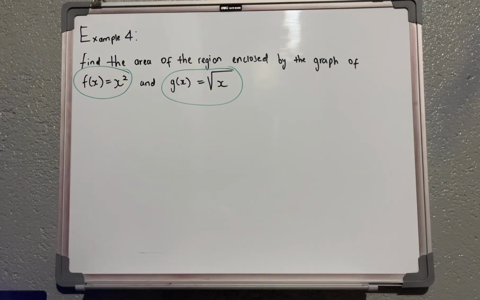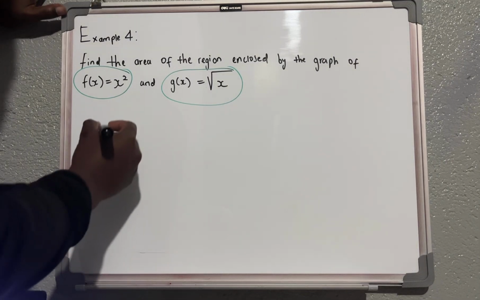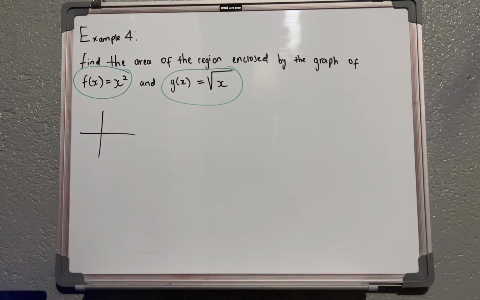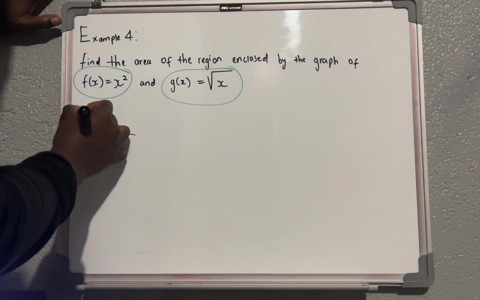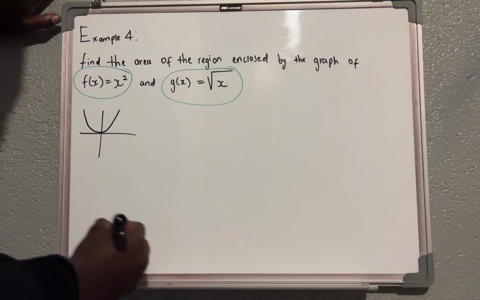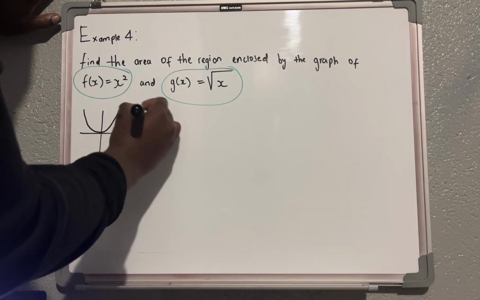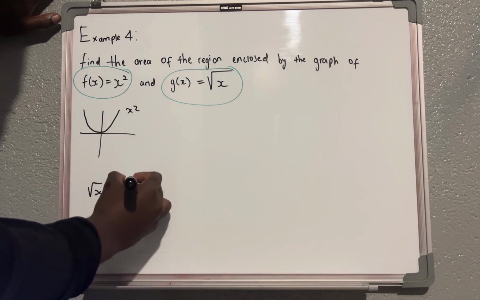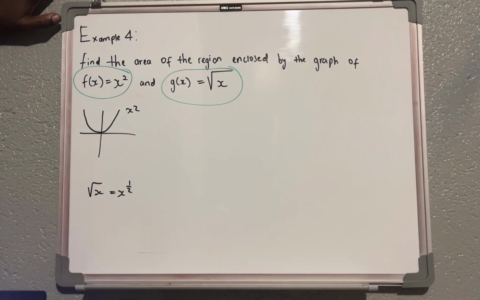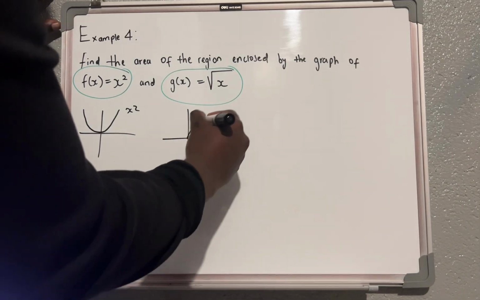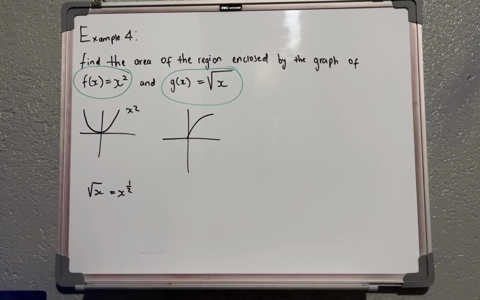So what does the graph of this look like? We know that the graph of x squared is a parabola, which is going to look like this. Then what's the graph of this? Remember, this one is our x squared. If I have the root of x, this is the same as having the graph of x to the exponent 1 over 2. Then it's a graph that looks like this. These are the parent functions that you have to know.